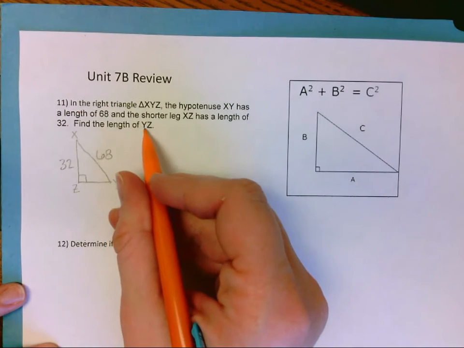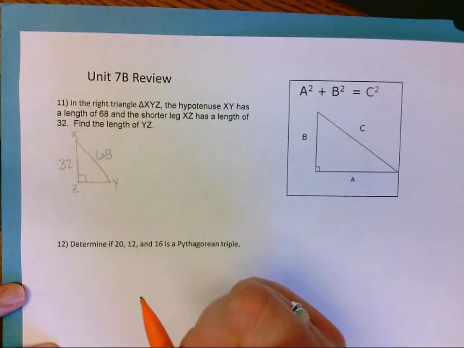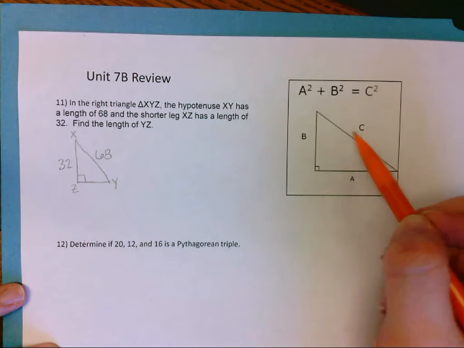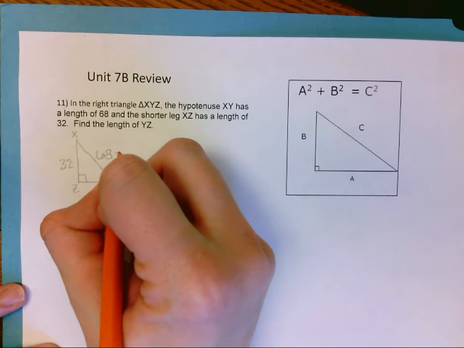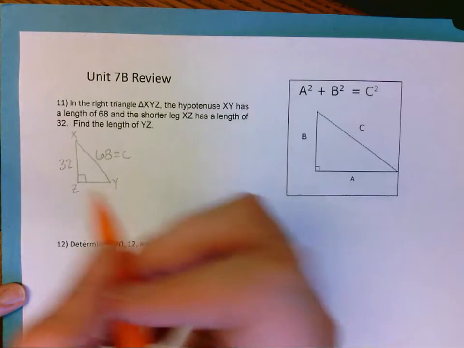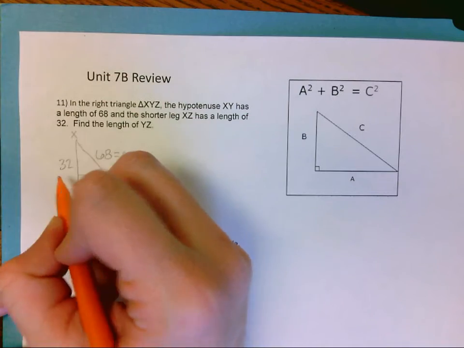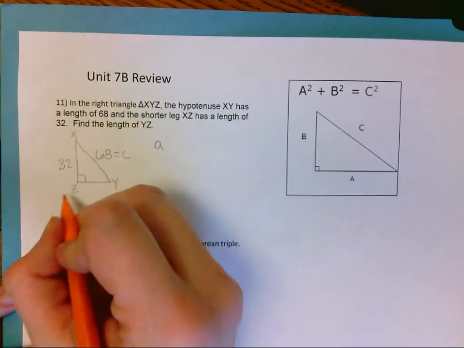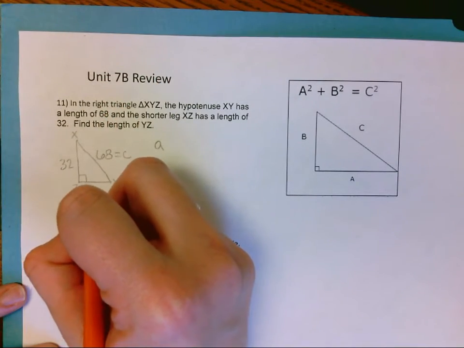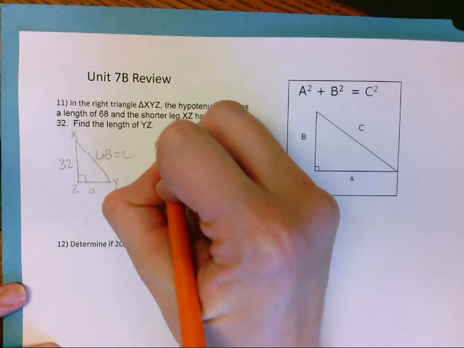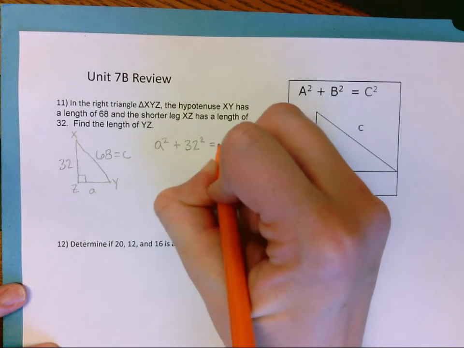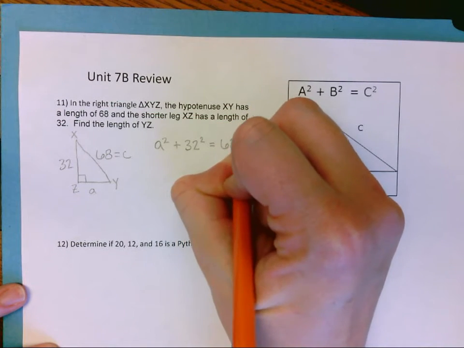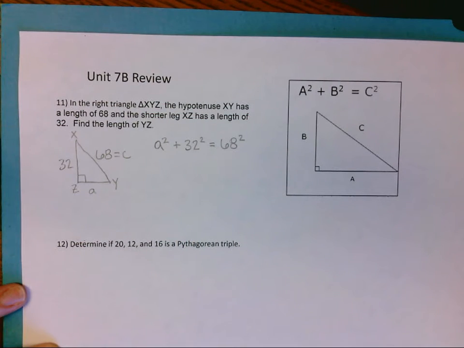We're finding the length of YZ using the Pythagorean theorem. If we know two sides of the right triangle, we can use the Pythagorean theorem. The hypotenuse always has to be C. It does not matter A and B which one's which, so I'm going to let A be the side for ZY. We know 32 and we know 68. Plug them into the Pythagorean theorem.